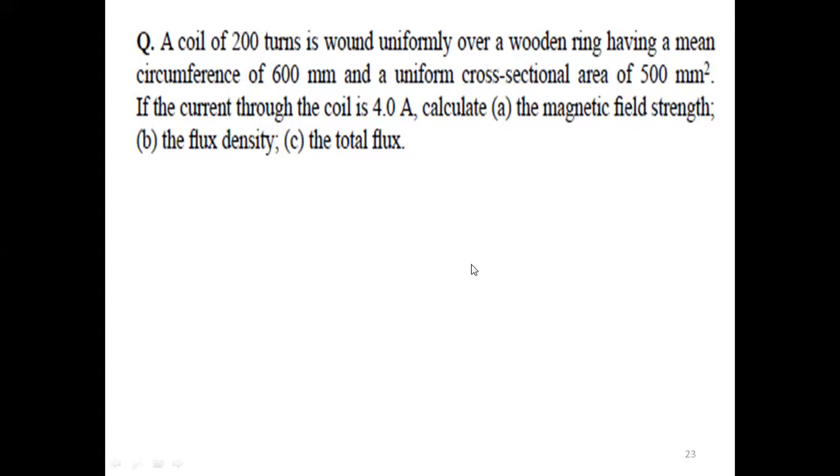Next, if the current through the coil is 4 ampere, I equal to 4. So calculate the magnetic field strength. H equal to formula. Which formula can you use here now? This is very important here. NI upon L. N I upon L. Very good.